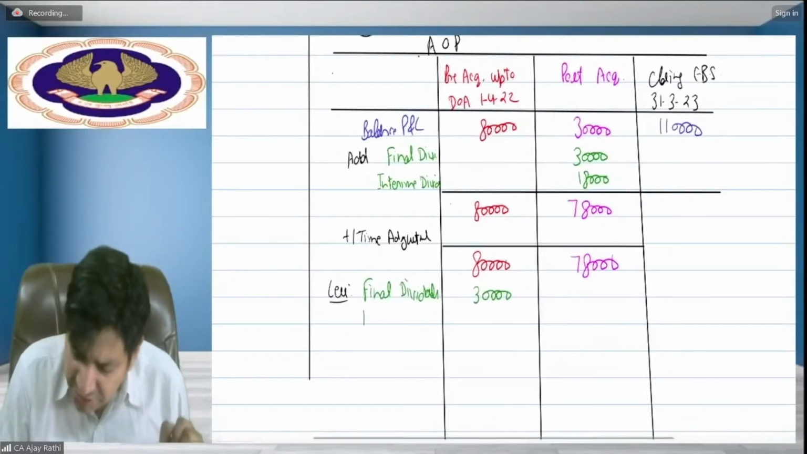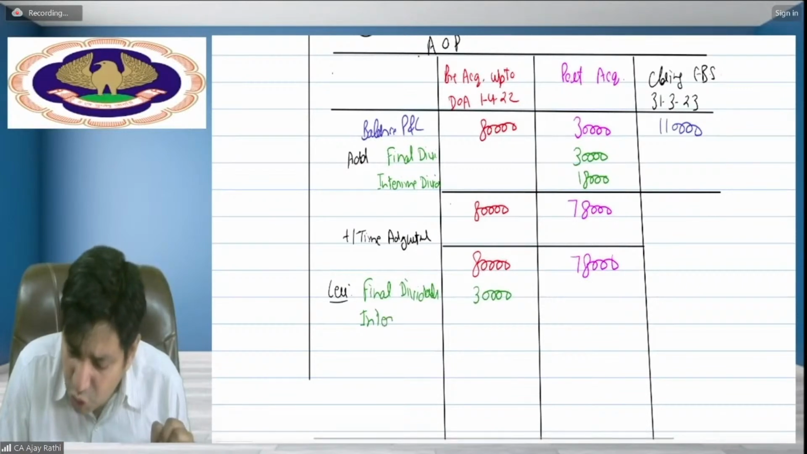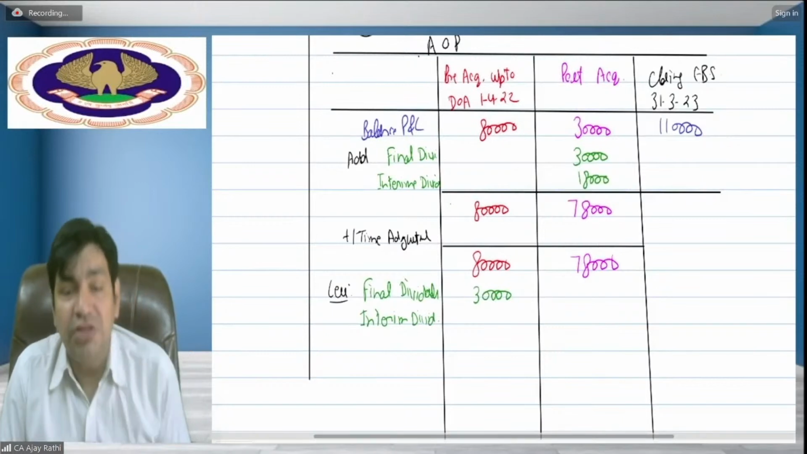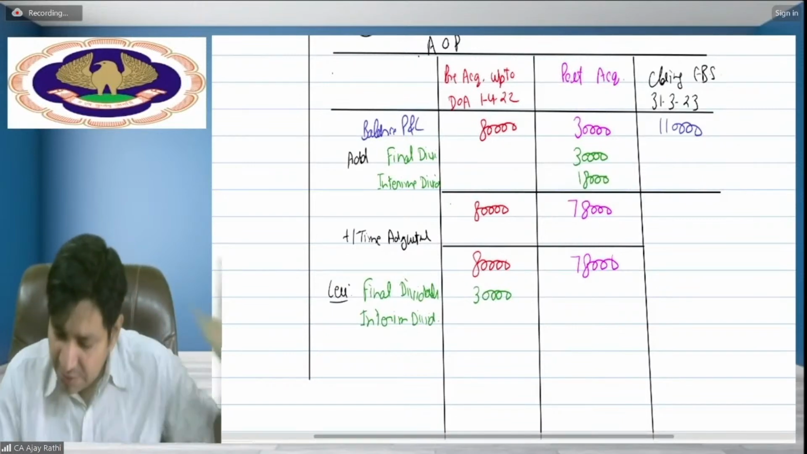Sir, 18,000 is interim dividend, and that belongs to the current year. Okay, from where must that be reduced? Of course, that must be reduced from the current year.